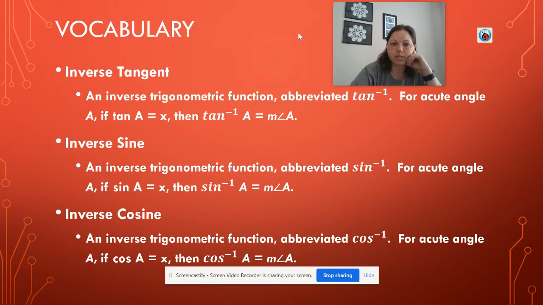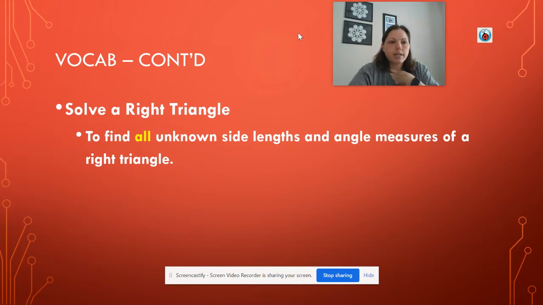We also have the inverse sine and the inverse cosine. So it simply means if we don't know the angle, then we can put our opposite over hypotenuse, or adjacent over hypotenuse, or opposite over adjacent with that trig function, and we can find the measure of the angle. So feel free to pause to write all of this down. All right, and we also are solving a right triangle, which means to find all the unknown side lengths and angle measures of a right triangle.